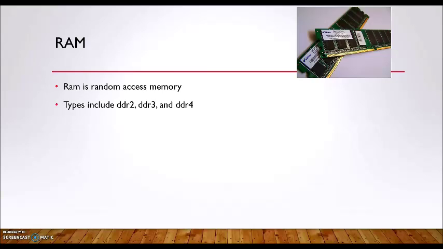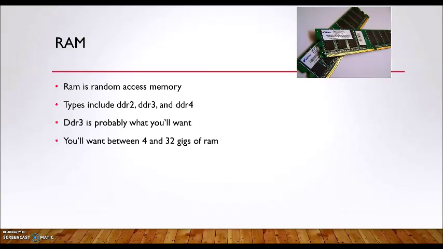There are a couple different types of RAM: DDR2, DDR3, and DDR4. DDR3 is probably what you're going to want. It's about as fast as DDR4, but much less expensive. It's noticeably faster than DDR2, though, so you'll probably want to focus on DDR3.